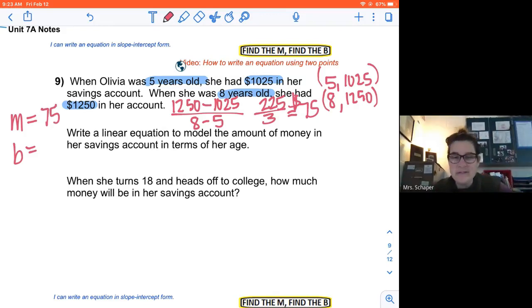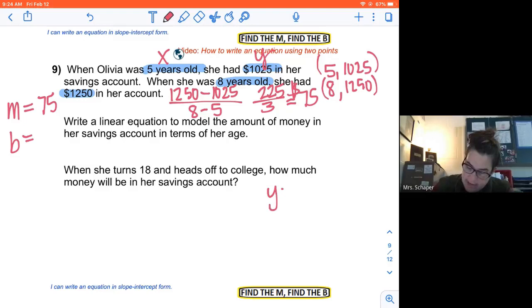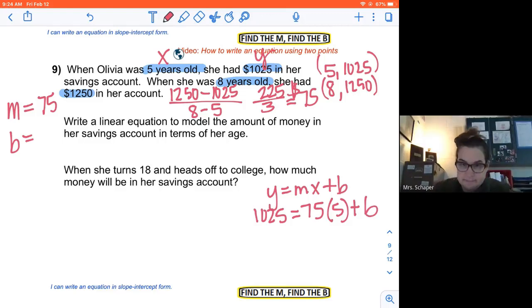Okay. Now I have to figure out my b. So this is going to be a little different. So I know my x, I know a y, and I know my m. So I need to solve for b, okay? And I'm not sure how many of these we've done. So here we go. So we've got y equals mx plus b. I know my y is 1,025. I know my m is 75. And I know my x is 5. And I want to solve for b.